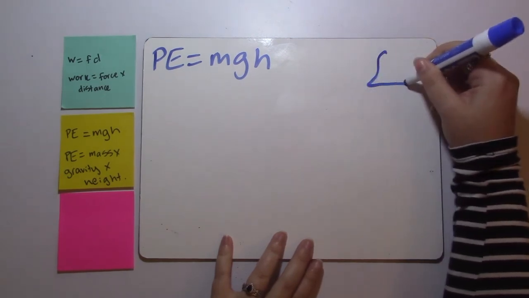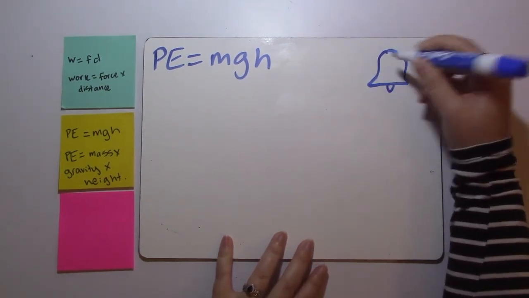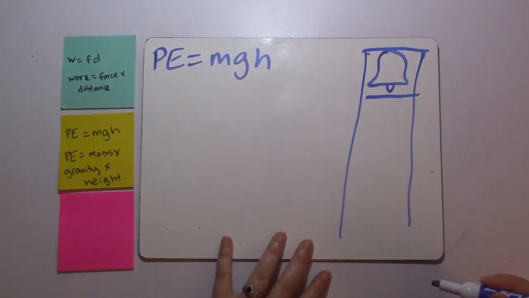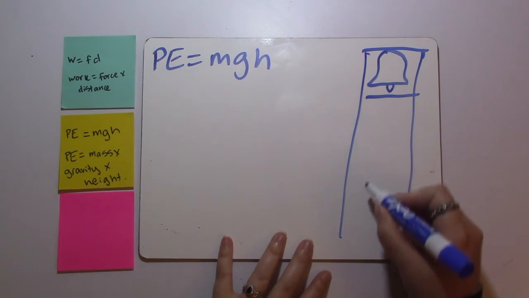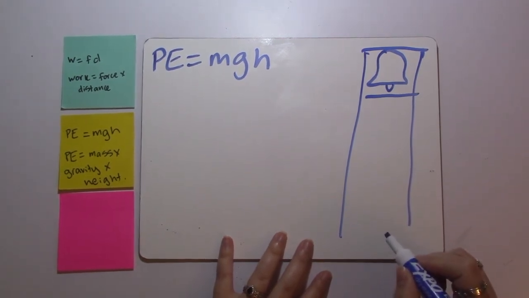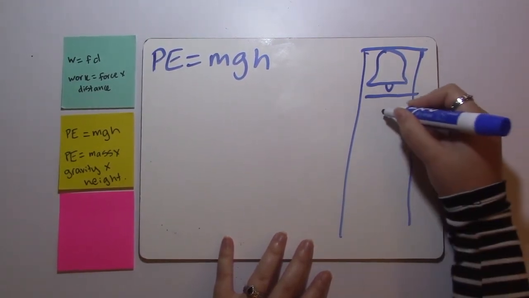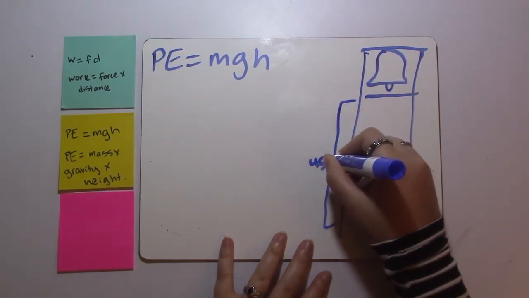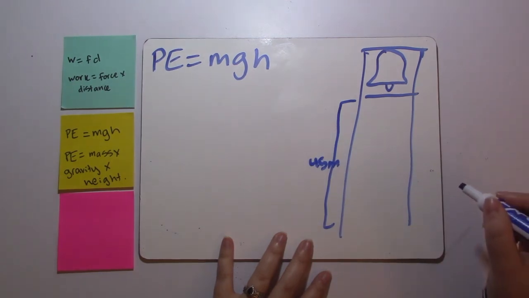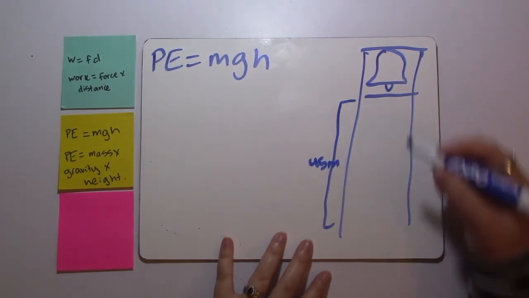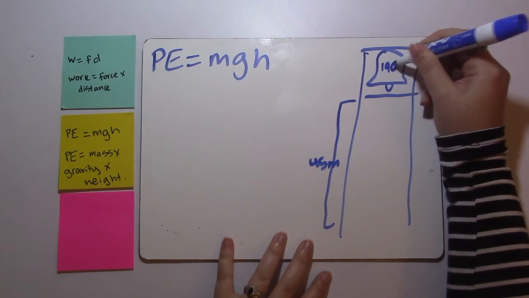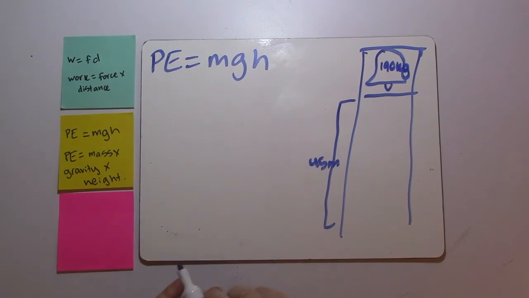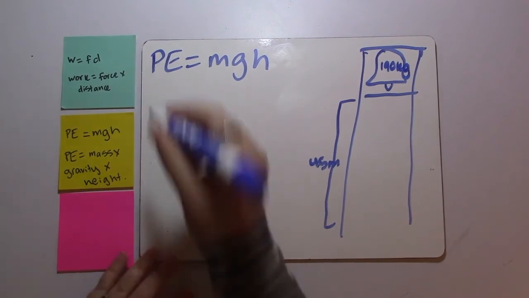So this is our bell up in the bell tower. And we want to see how much energy it would have if it fell to the ground. Let's say the bell tower is 45 meters tall and the bell weighs 190 kilograms. We're going to use those values plus our value for gravity and put it into the equation.